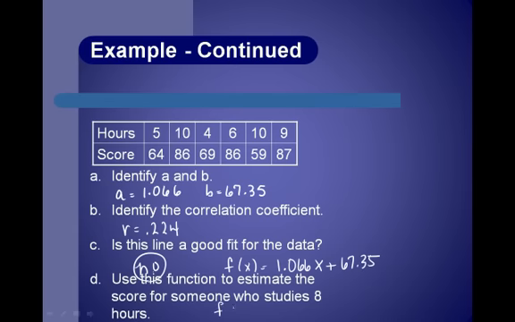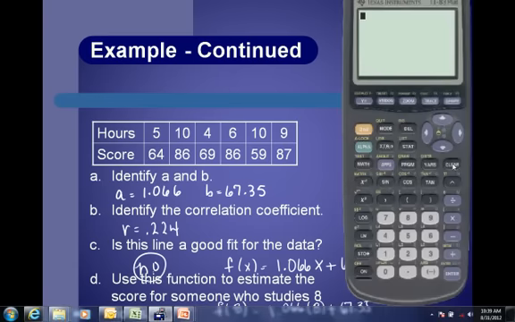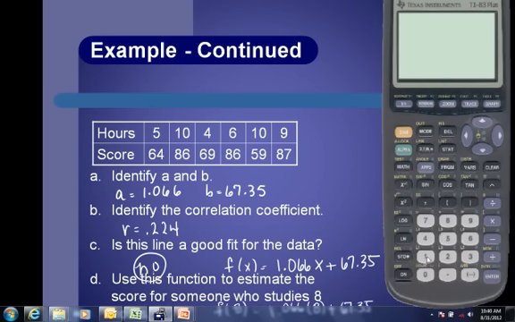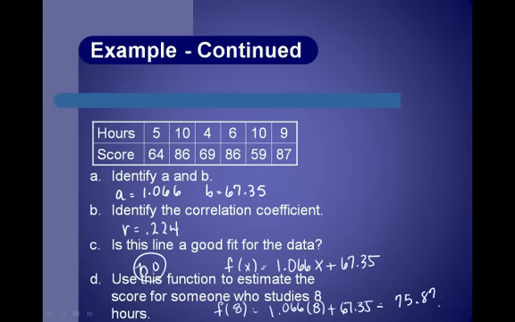Well, that means we're going to go into our function. Everywhere we had an x, we're going to plug in 8. So we get 1.066 times 8 plus 67.35. This is probably one that we would want to use our calculator on. So we would get 1.066 times 8 plus 67.35, and that would give us a value of 75.878, or an average score of 76, which is what we might expect for someone who studies 8 hours.